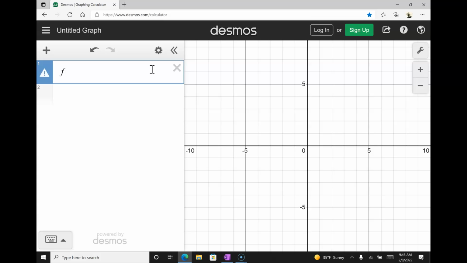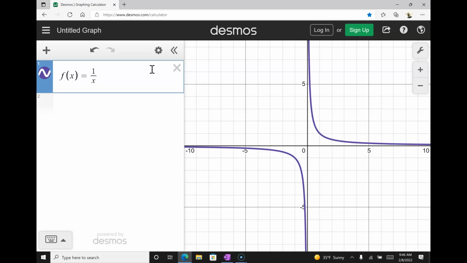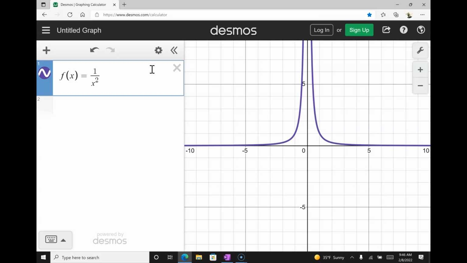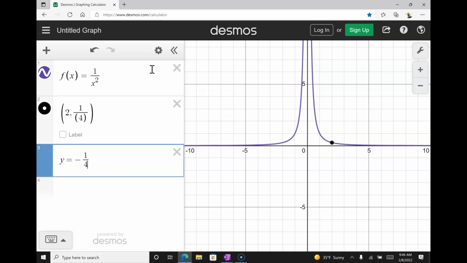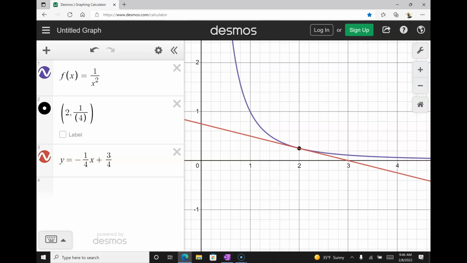So I had f of x equals 1 over x squared, right? I had the point, thanks to Grace, 2 comma 1/4, am I right? I got a weird parenthesis there, but who cares, right? And now I have the equation y equals minus 1/4 x plus 3/4. Boom. Oh man, it feels so good to be right.